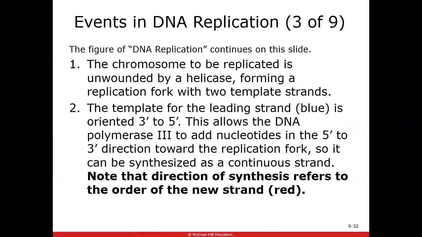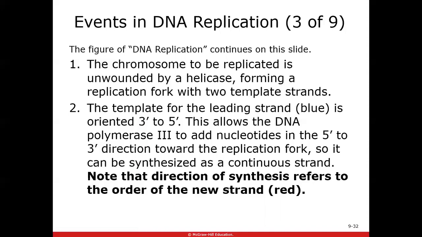So the chromosome to be replicated is unwound by a helicase. Know that it's a helicase. It's an enzyme that unwinds the DNA. That enzyme that unwinds the DNA is called a helicase. It forms a replication fork with two template strands. So the template for the leading strand, which is blue, is oriented 3' to 5'. This allows DNA polymerase III to add nucleotides in the 5' to 3' direction toward the replication fork, so it can be synthesized as a continuous strand.